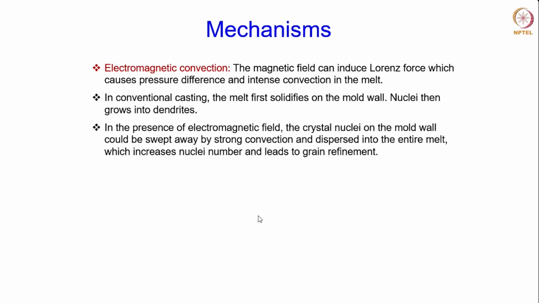The magnetic field can induce a force which is known as the Lorentz force, and this will cause a pressure difference and intense convection in the melt. Okay, so here the stirring is created by a completely different mechanism due to the introduction of this Lorentz force as a result of the magnetic field which is present here.